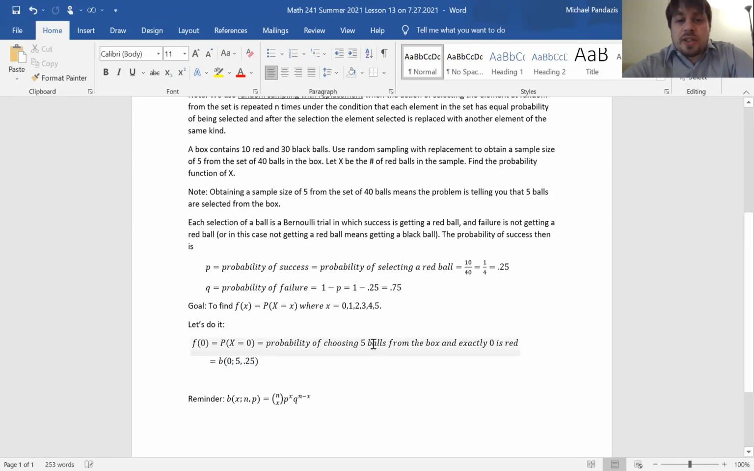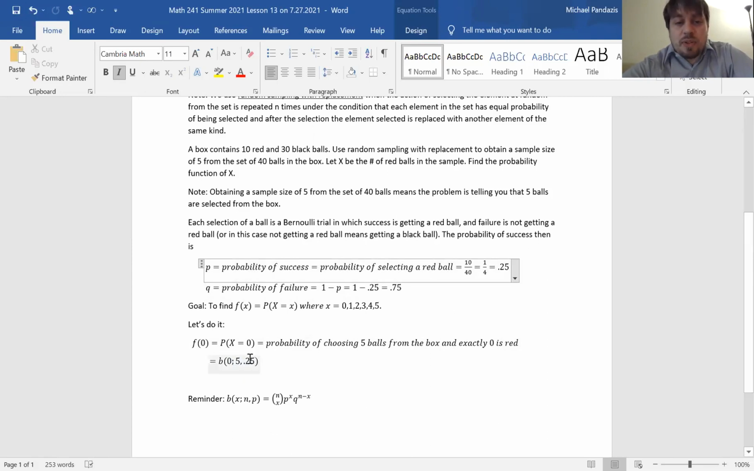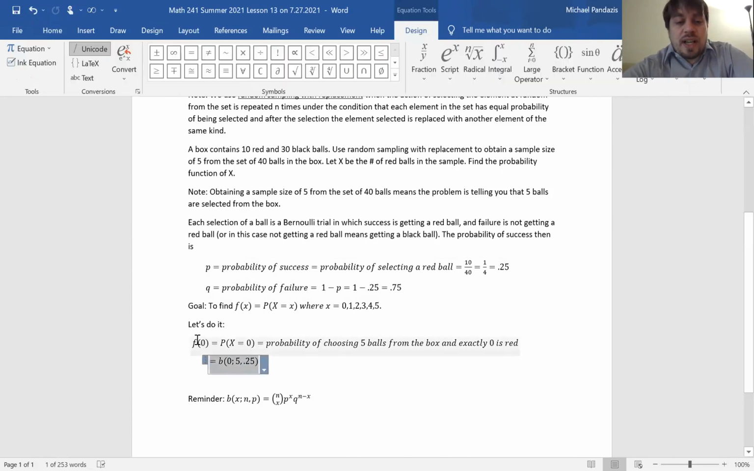Okay, so you choose 5 balls from the box, right? This is the probability that 0 of the 5 are red. That's 0 successes, 5 Bernoulli trials. The probability of success is 0.25. And so finding f of 0, finding the probability that x is 0, finding the probability of choosing 5 balls from the box and exactly 0 are red, is b of 0, 5, 0.25. 0 successes and 5 Bernoulli trials where the probability of success is 0.25.